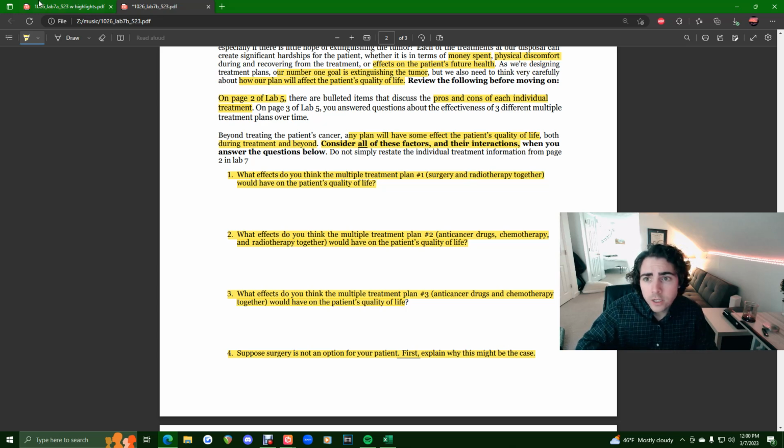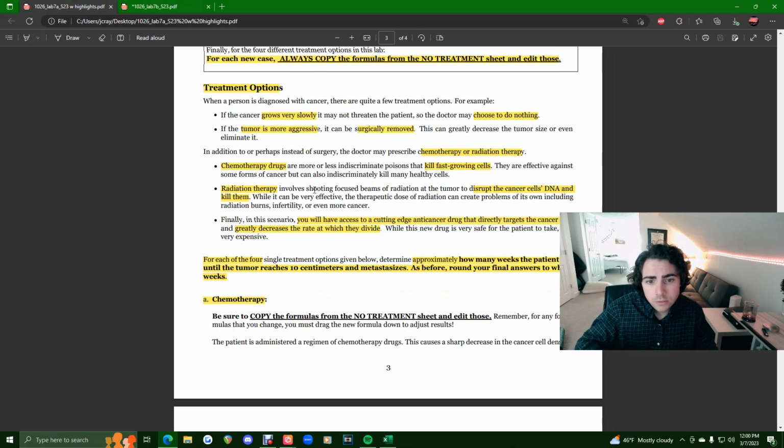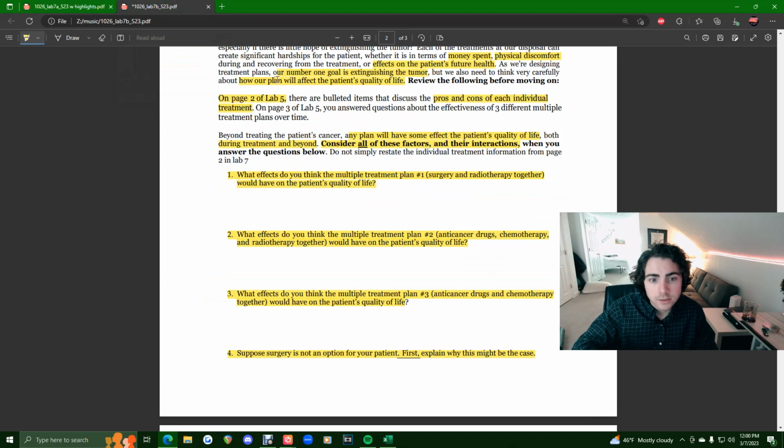I don't know. Radiotherapy, let's see what they say about that. Radiation involves shooting focused beams of radiation at the tumor to disrupt the cancer cell's DNA and kill them. It can be very effective. The therapeutic dose of radiation can cause problems of its own, though, including radiation burns, infertility, and even more cancer. Okay, well, now these three things sound god-awful. So, I mean, it's a double-edged sword, right?